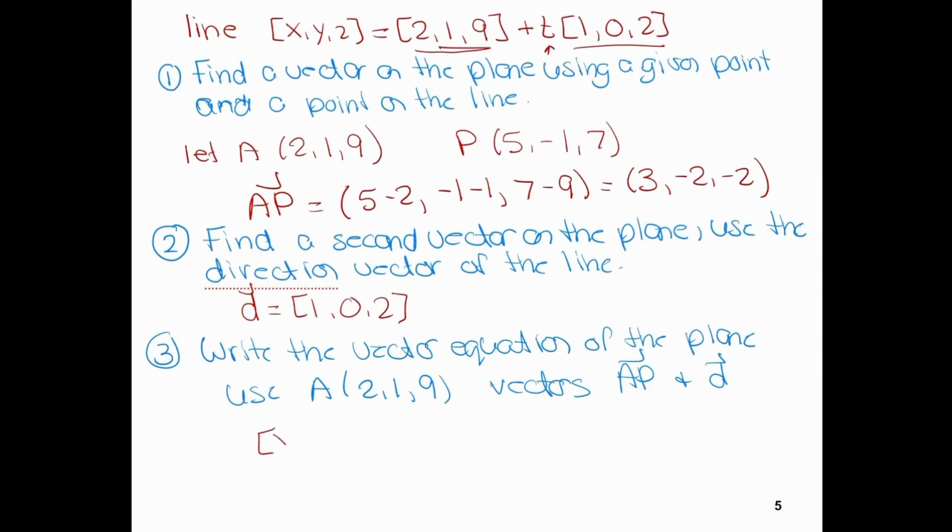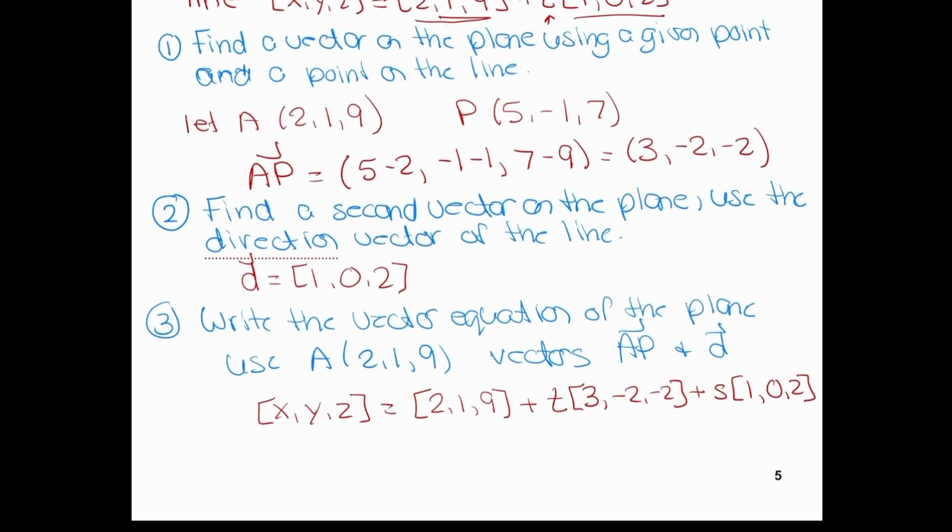So we will get x, y, z. So the vector equation of the plane is equal to my point, 2, 1, 9, that's my position vector, plus, now remember, this is where I need those two direction vectors because it's a plane. I need to know the two directions in order to determine where the plane is. So we have a scalar multiple t times 3, negative 2, negative 2, plus a scalar multiple s times 1, 0, 2. And that is our vector equation.